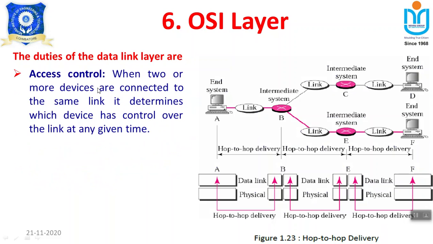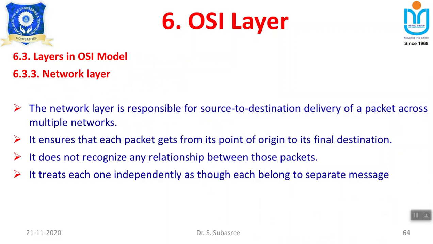And another important responsibility of the data link layer is access control. If two or more devices are connected in a single link, then it has to give access to any one of the devices at a particular period of time. That is called access control. So these are the responsibilities of the data link layer.